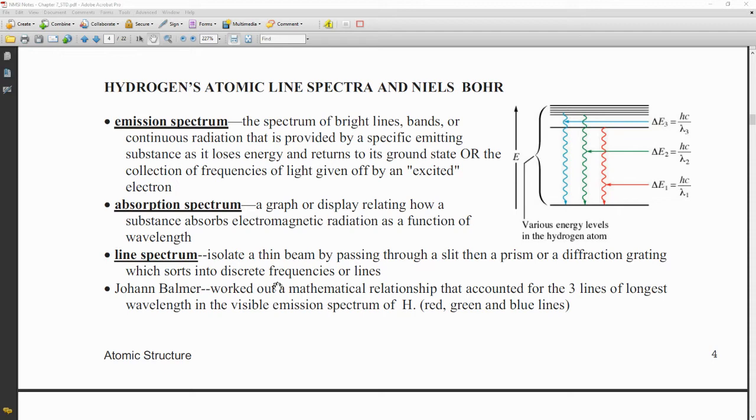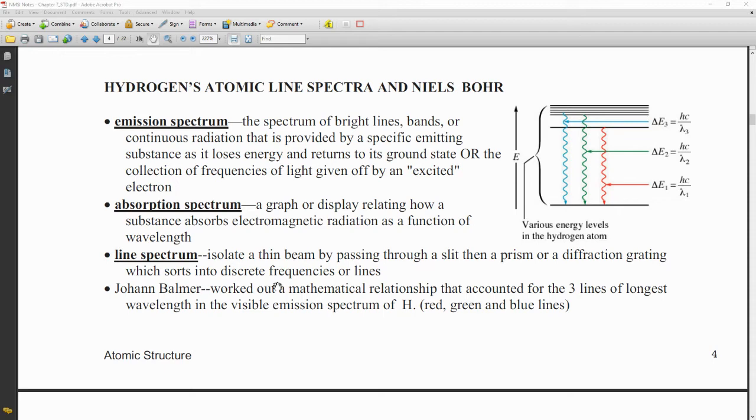So this all brings us to hydrogen's atomic line spectra. We talked a whole lot about this last year. Again, Bohr's model of the atom. And really it was supported by the emission spectrum, these bright lines or bands of light given off by the electron changing energy levels in an atom.